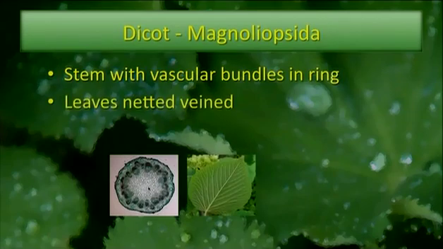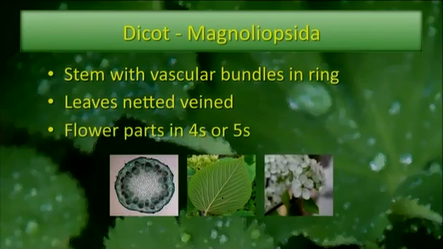Now the leaves of dicots are also netted veined. They have netted venation, so this one happens to have pinnate netted venation. Now lastly, dicots have floral parts in 4s or 5s, or groups of 4s or 5s, multiples of 4s or 5s.